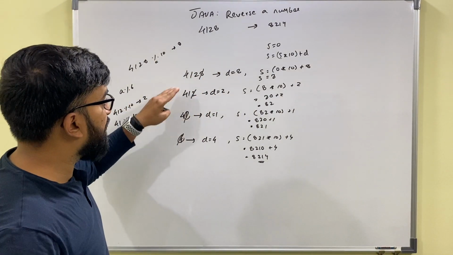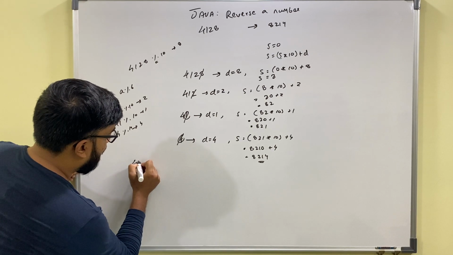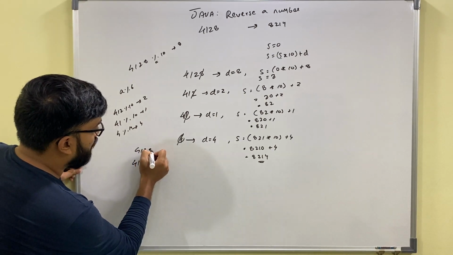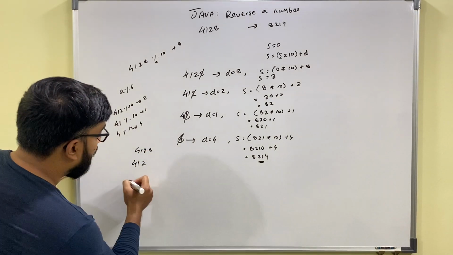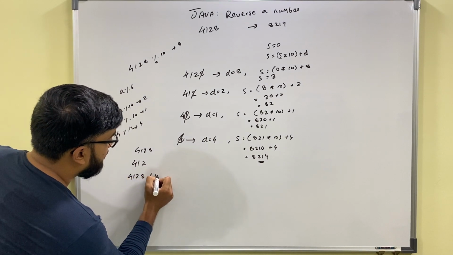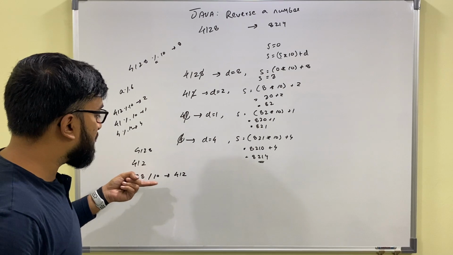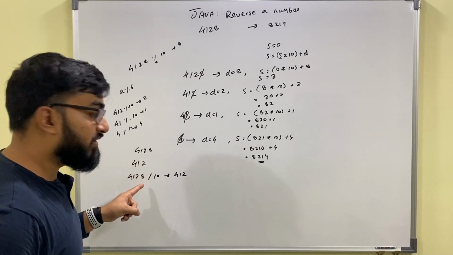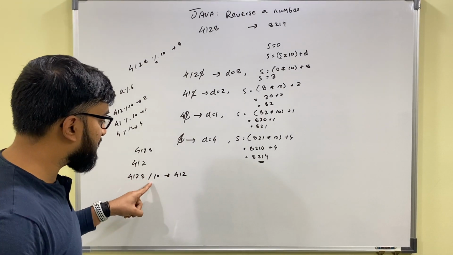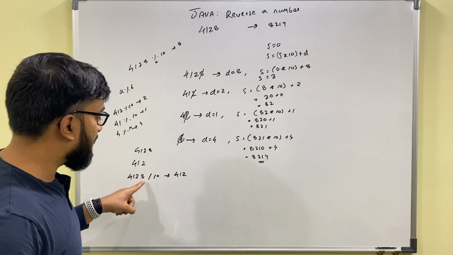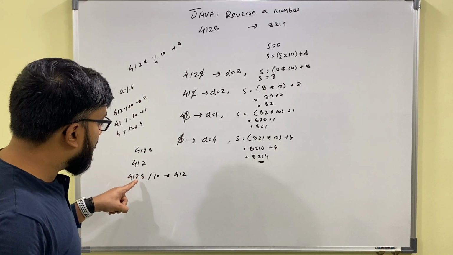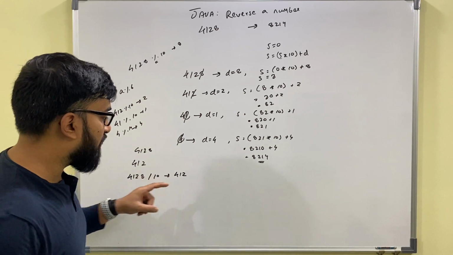Okay, how do we remove the digit? How do we get 412 from 4128? We do 4128 integer division by 10, which gives us 412. That is, when you divide an integer by 10, you lose the last units digit, because this is integer division. This just gives the quotient, it leaves out the remainder. So 4128 integer division by 10 will give you 412.